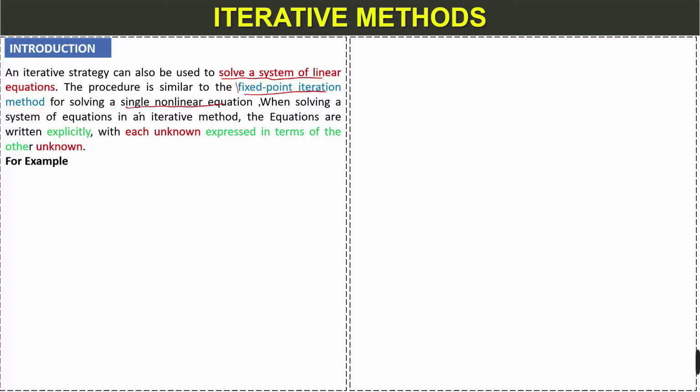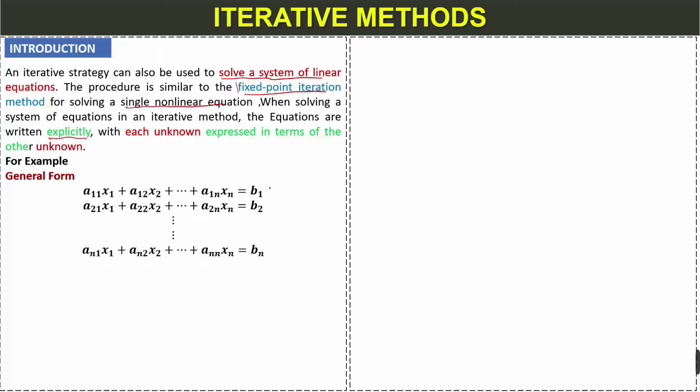When solving a system of equations with an iterative method, the equations are written explicitly. First, we write the system of equations explicitly, with each unknown expressed in terms of the other unknowns. For example, let me explain how we can write the first equation explicitly: a11 x1 is equal to, and we take all these other terms to the right side.